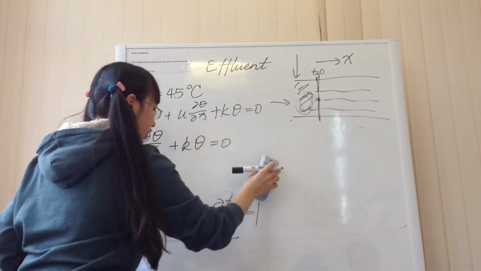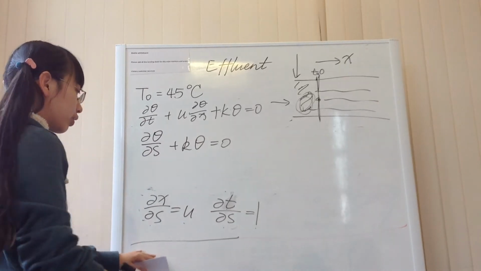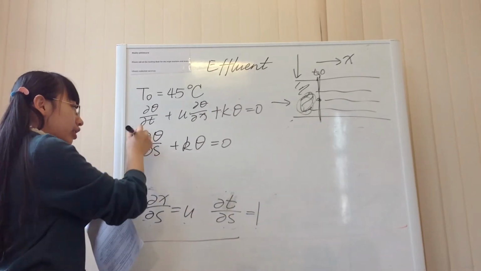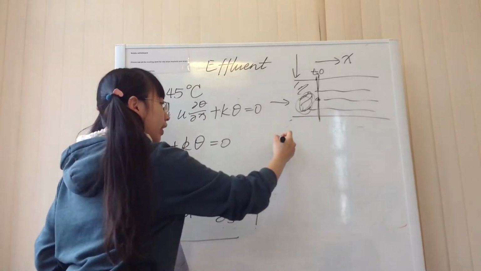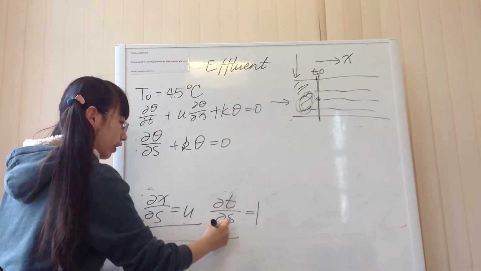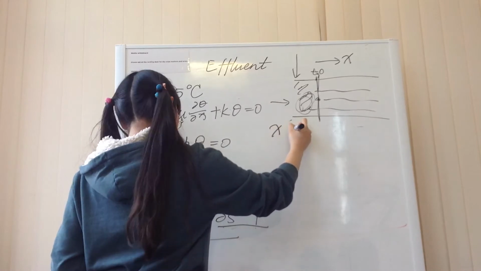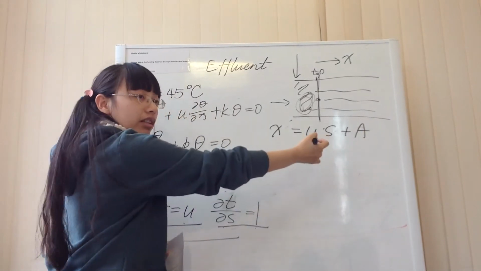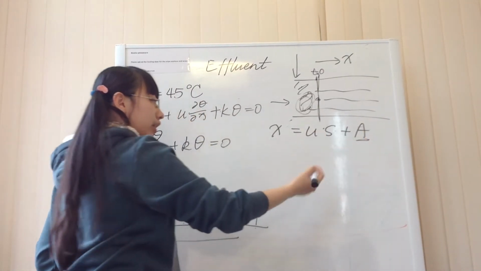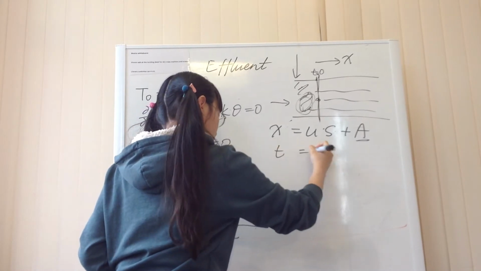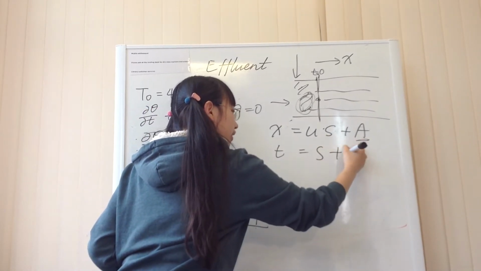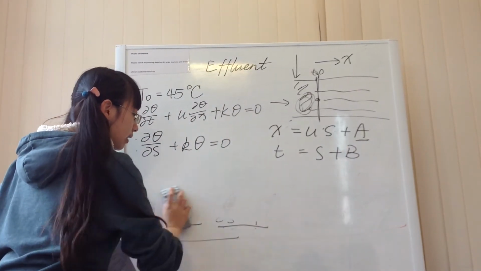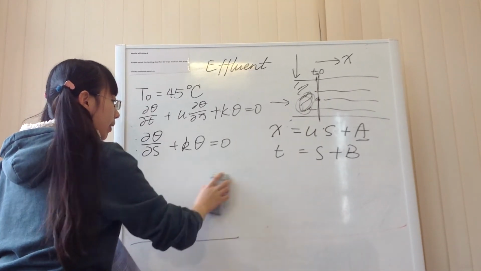So here's a condition that we haven't used so far, and let's try to solve this. Let's solve s first, and then find the relation between theta and s. So s first, and we have an equation for this, and if we integrate it, we have x equals u times s plus a, for example. This is the constant you will always get when we are doing the integration. And we have t equals s plus b. And as I said, s is a function that we define to help us solve the problem, and it's also a function of x and t.